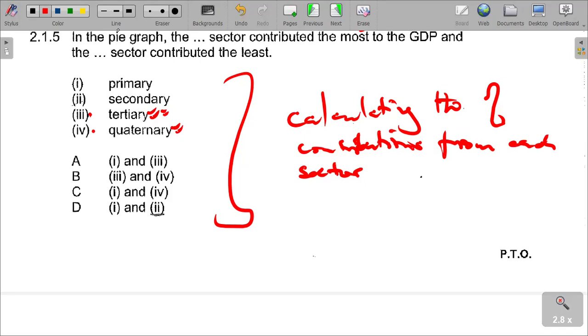So therefore, we can say that the correct answer, when you work this out, you can find out. You are calculating the percentage contribution from each sector, and then you compare them. That's what the question was.